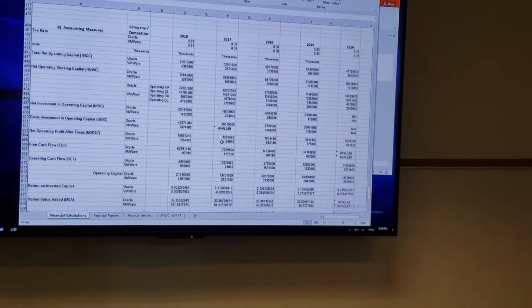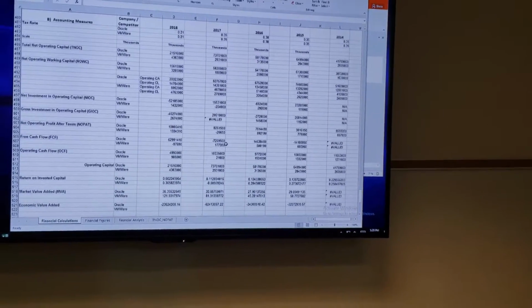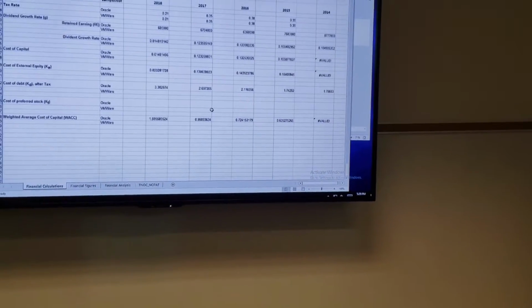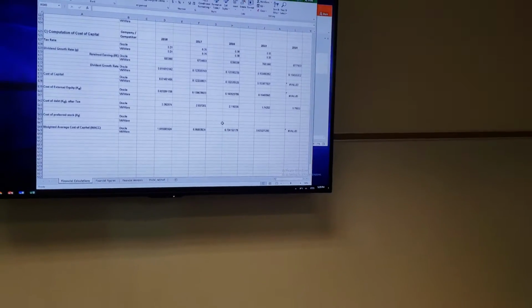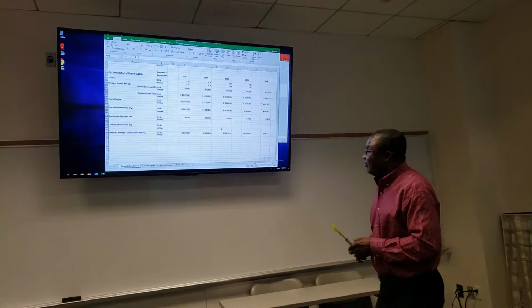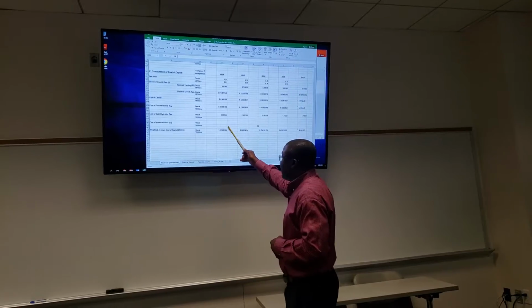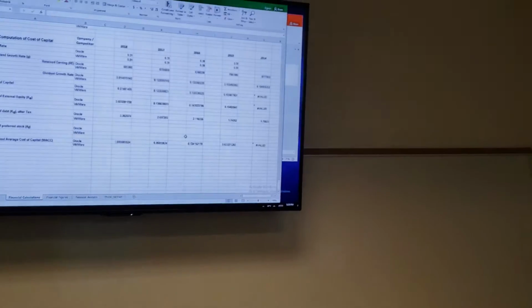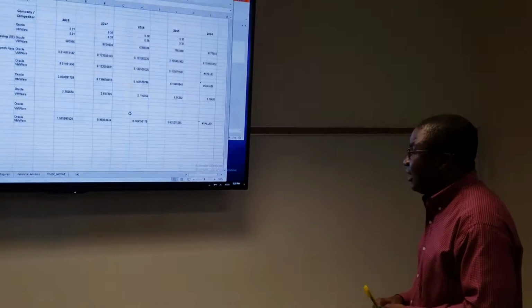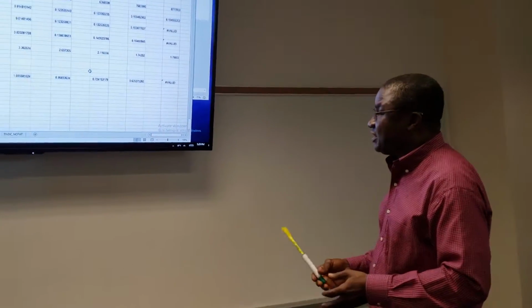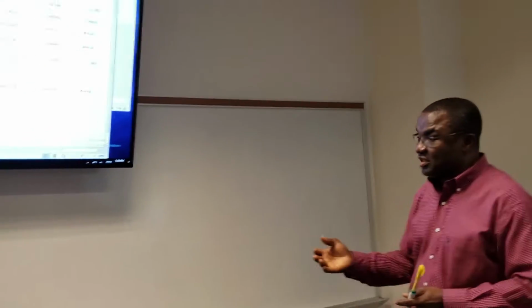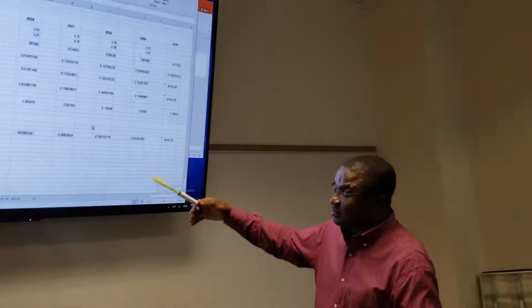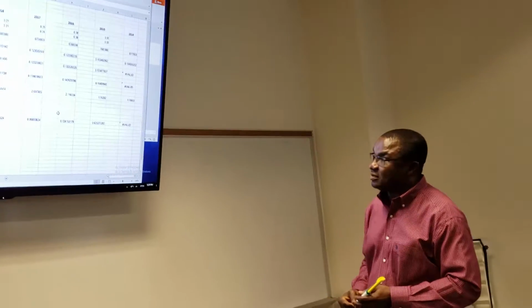Okay, these are the accounting measures that I showed earlier, and then this is the cost of capital that was computed. Now, for VMware, there was no information from the financial statement on their dividend. Also, there was no information on inventory. So the lack of this information made it difficult for me to generate their cost of capital.